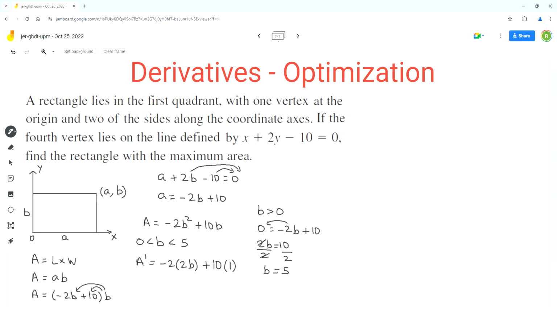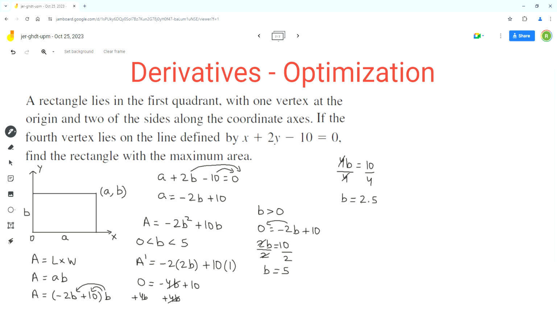Now we can set the derivative equal to 0 and solve for B. So we should add 4B to both sides. Now we can divide both sides by 4. I get B equals 2.5. This B value lies in the domain, so that means it's a valid answer.